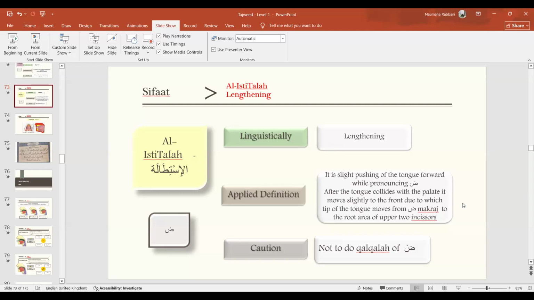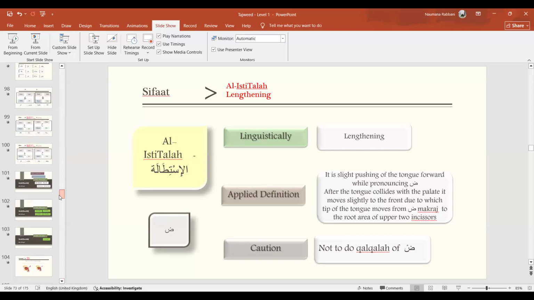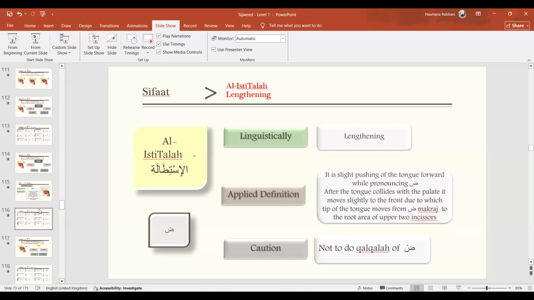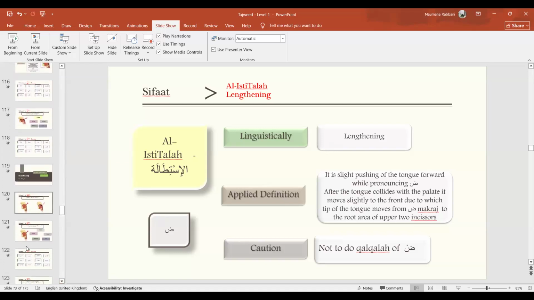After the tongue collides with the palate, it moves slightly to the front, due to which the tip of the tongue moves from its makhraj to the root area of the upper two incisors. And this is what gives the letter dad its rahawa, the running of the sound. The running of the sound of the dad is in its istitala quality. Even though you might not be hearing much when dad is in a sakina state, there's still a running of the sound happening, and we need to understand that.